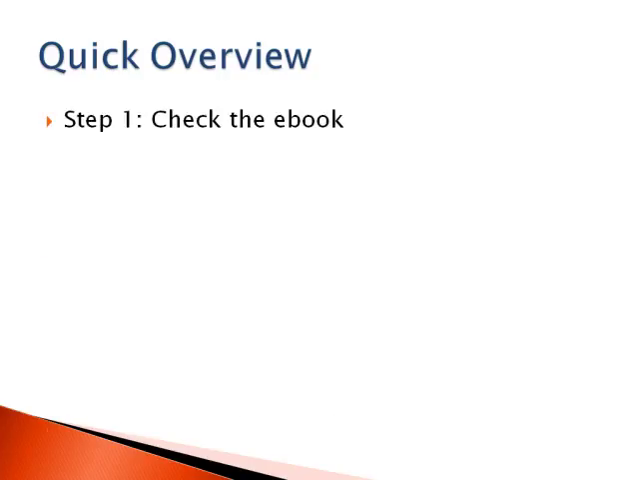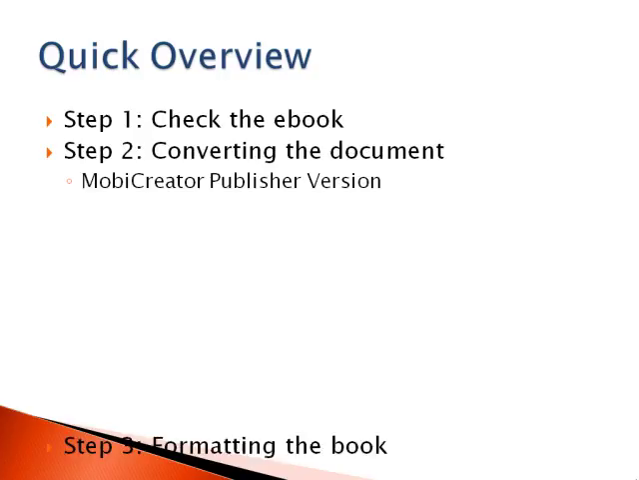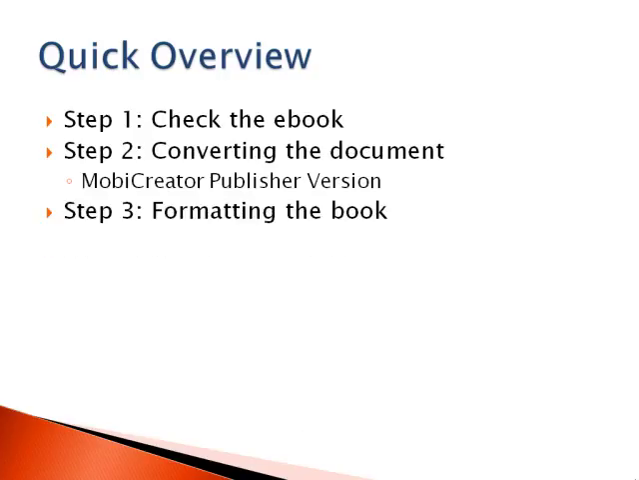So step 1, we're going to check the ebook to make sure everything is okay. Step 2, we're going to convert the Word document to HTML. And what we're going to be doing is using a free software tool called Mobi Creator, Publisher version. It's free. You don't have to invest any money. And then, of course, step 3 is we're going to be formatting the book one step further. So with that said, let's go ahead and get started.